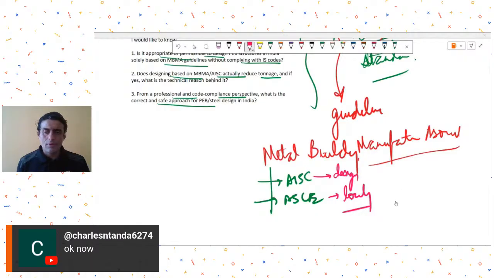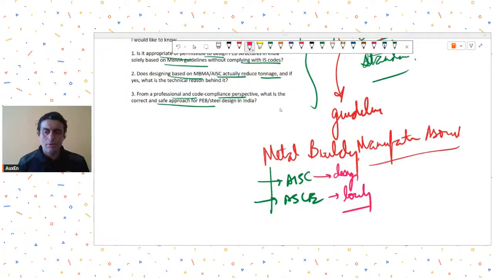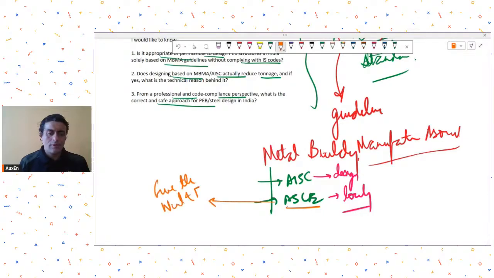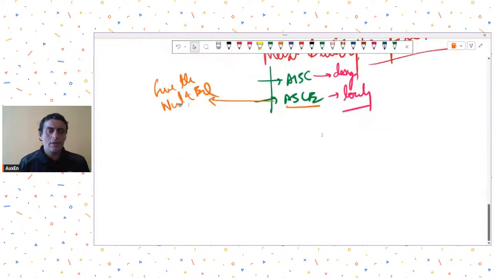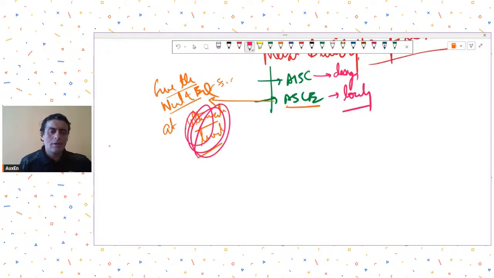Now the problem with this is very important, that your ASCE codes give the wind and EQ loads at ultimate levels. So the wind speeds, design wind speeds, and the EQ spectral acceleration factors like SS, S1 are given at your ultimate levels. Just understand what I'm trying to say. Now, because they are given at ultimate levels, or let's say they are given for a higher return period.